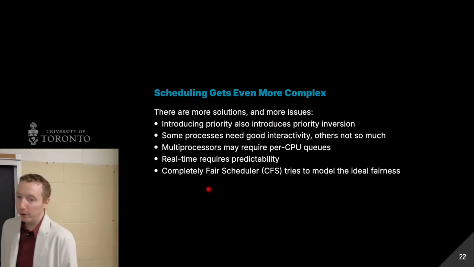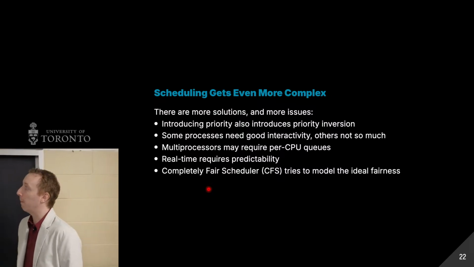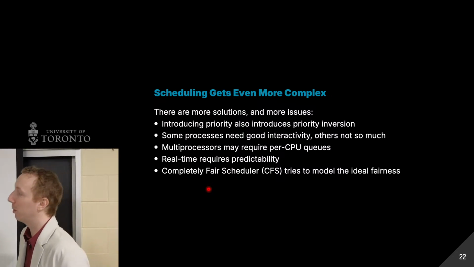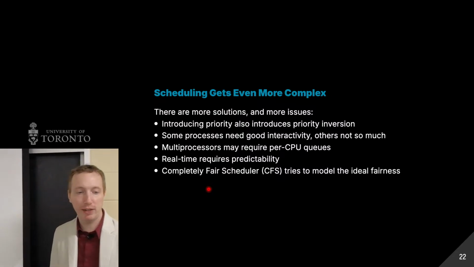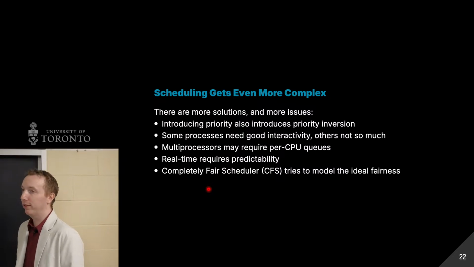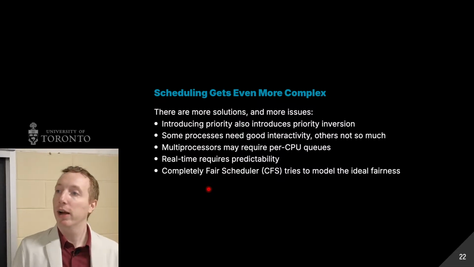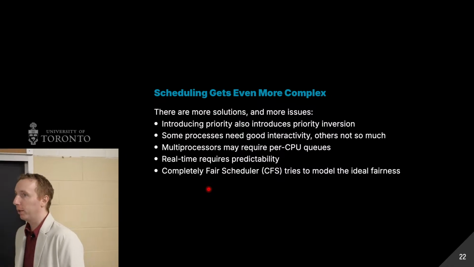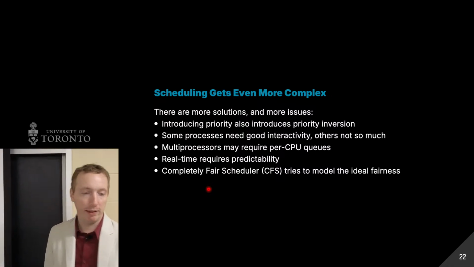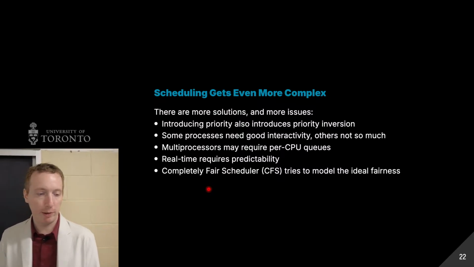So with that, scheduling gets even more complicated. We got more solutions, more issues. We introduced priority, and we introduced the problem of priority inversion because of dependencies between processes. Then we were like, okay, well, some processes we interact with, we probably need good response time. Others I probably don't care about. Maybe I want to schedule them differently. Again, that makes things more complicated and introduces more trade-offs. You might get things wrong.